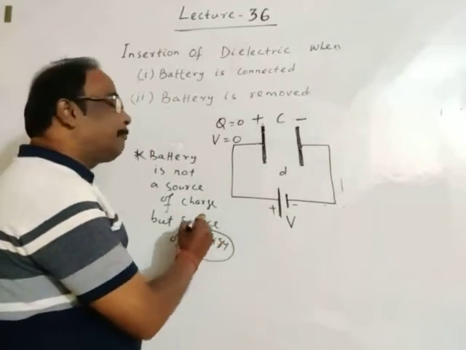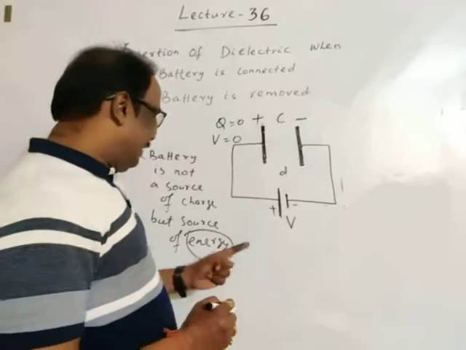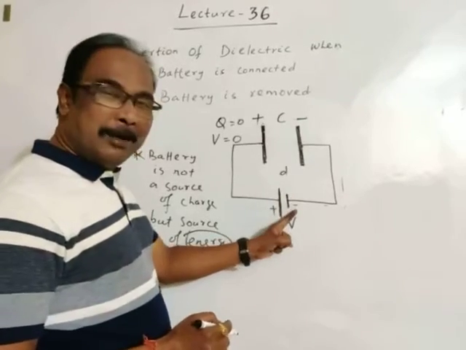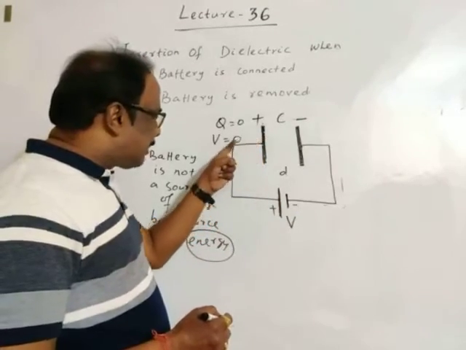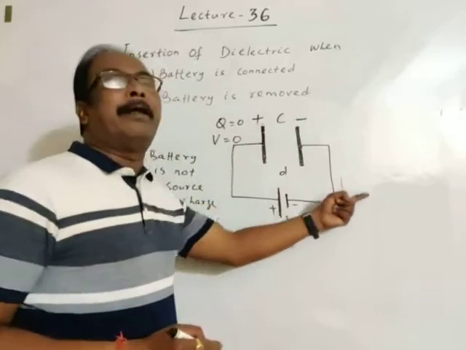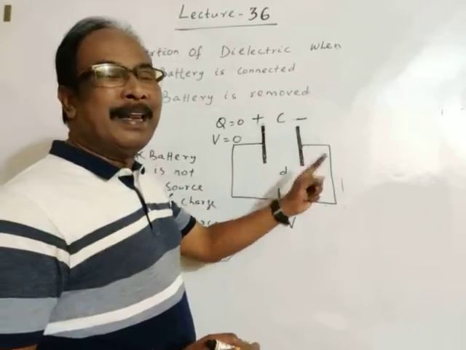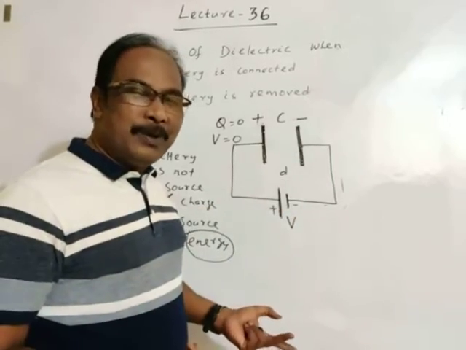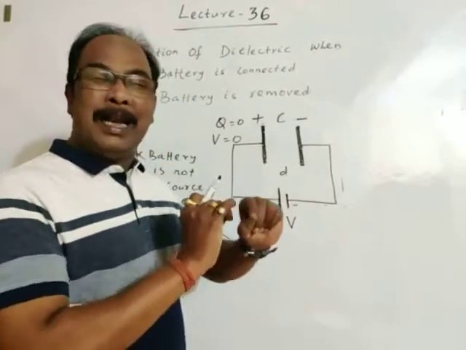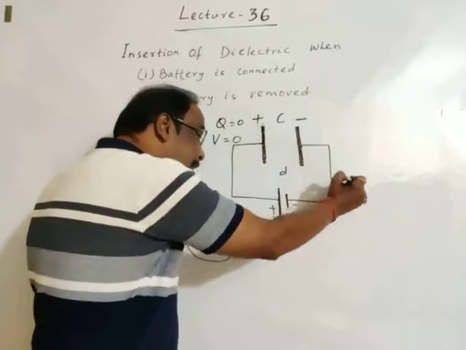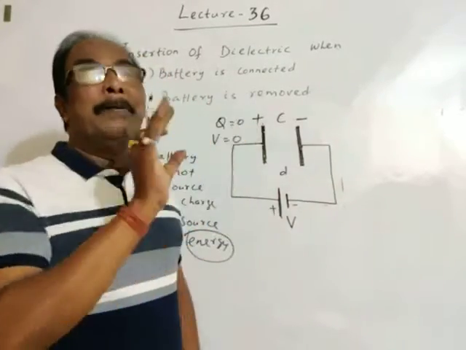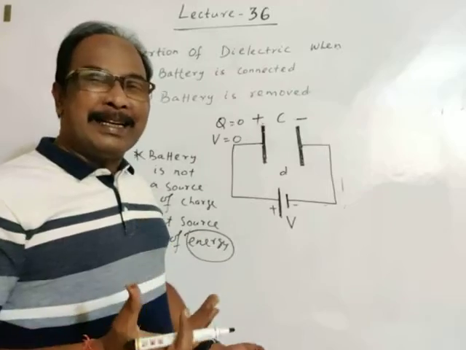The battery is the source of energy. At the cost of energy, charge is transferred through the battery. Practically, electrons move throughout the circuit, but conventionally we say positive charge flows through the battery. Okay, this is the concept.